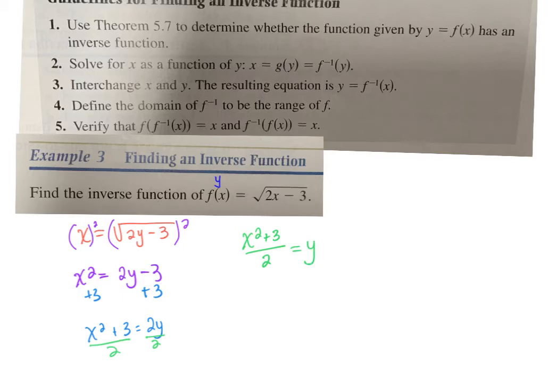And we're going to change that y back to an f to the negative 1 to indicate that it's an inverse. So f inverse of x equals x squared plus 3 over 2.